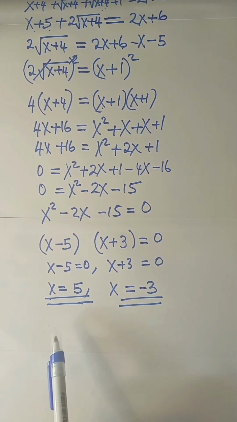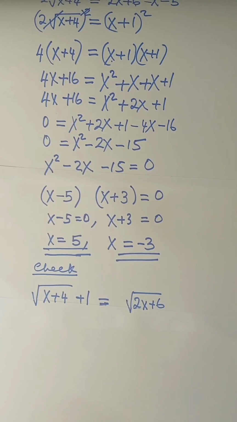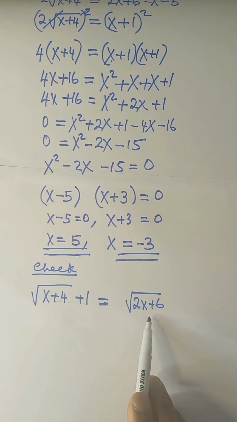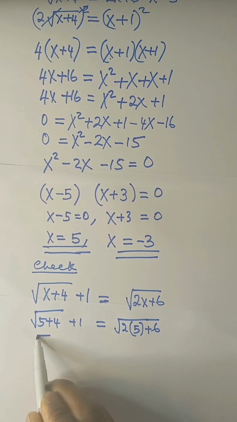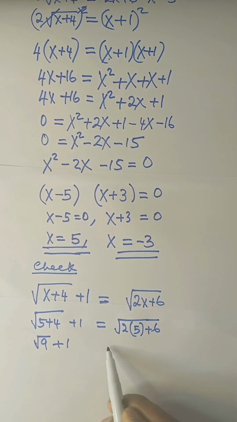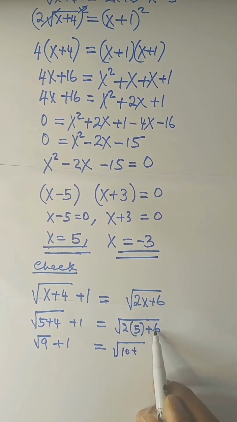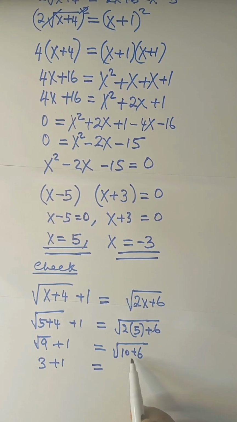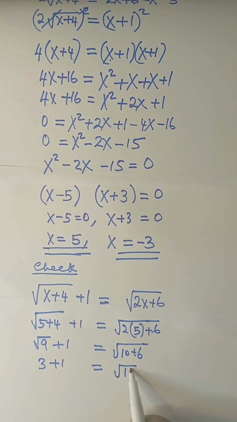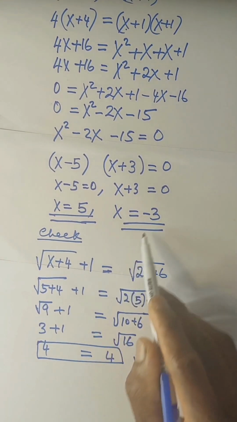Now the next thing we're going to do is to check whether our answers are correct. We will replace x with these values in the given equation. This is the given equation. Let us replace x with 5. This will be 5 plus 4, which gives us 9. Square root of 9 plus 1 is equal to the square root of 2 times 5, which is 10, plus 6. The square root of 9 is 3 plus 1 is equal to the square root of 10 plus 6, that is 16. 4 is equal to the square root of 16, which is 4. So this is correct.